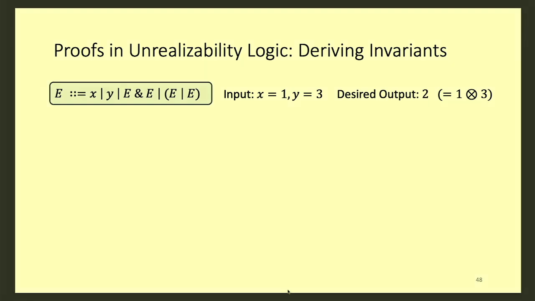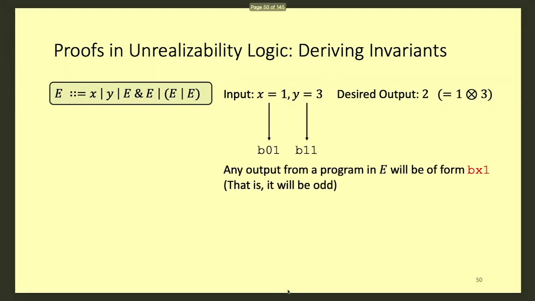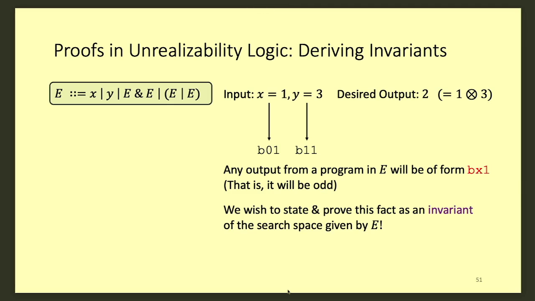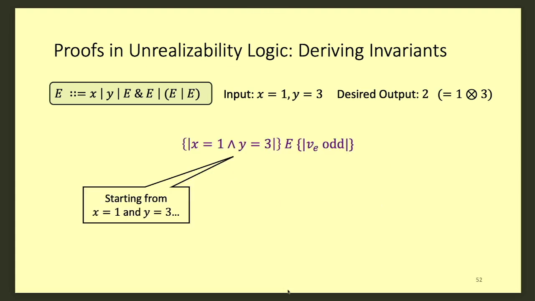And to prove this fact, I'm going to prove an invariant about all the terms that are inside E. And of course, there are multiple methods as to why you can prove this is unrealizable. But the argument that I'm going to go for is since both of my inputs, X and Y, are odd, that is in binary form, their least significant bits are set to 1, no matter how many times I apply their bitwise and or, my output is still going to stay odd. So I'm going to state and prove this fact as an invariant of the search space of the terms that are inside E. Now, of course, since I'm working in unrealizability logic, my invariant is an unrealizability triple.